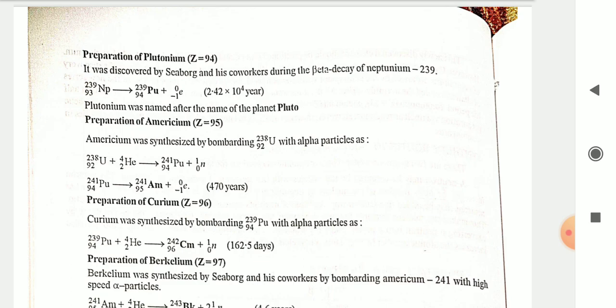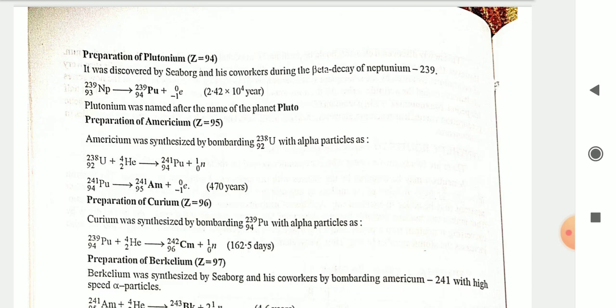Preparation of plutonium, Z = 94. It was discovered by Seaborg and his co-workers during the beta decay of neptunium-239. Np-93-239 gives Pu-94-239 plus electron (-1), with a half-life of 2.42 times 10 to the power 4 years. Plutonium was named after the planet Pluto.